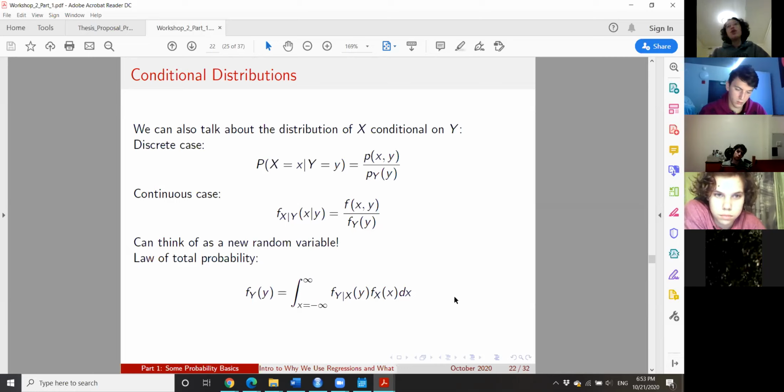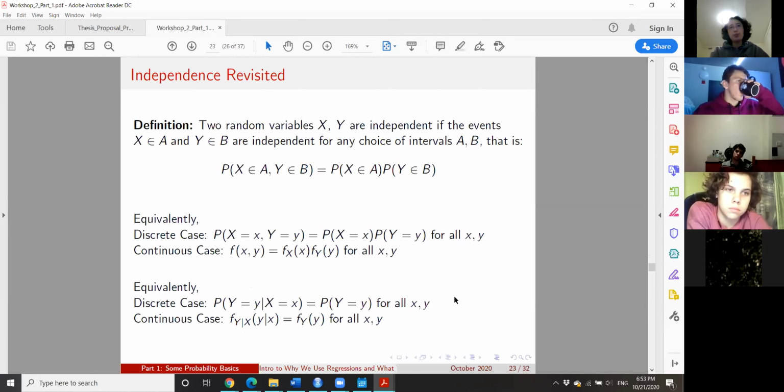And then you have this law of total probability, which is analogous to what we had before with the events and the partitioning. In this case, if you have the conditional probability and the marginal probability, and you take it over the whole set, you should get the other marginal probability back.